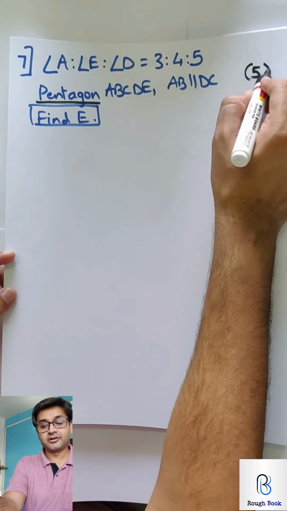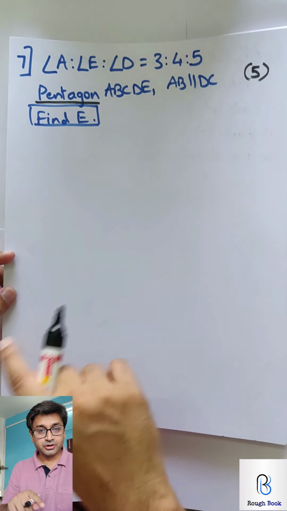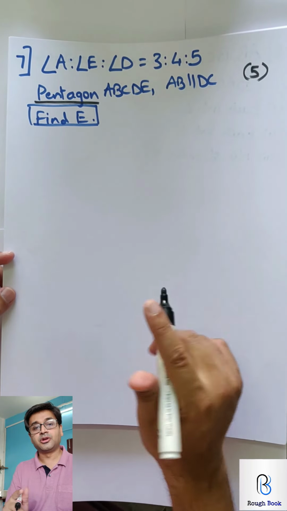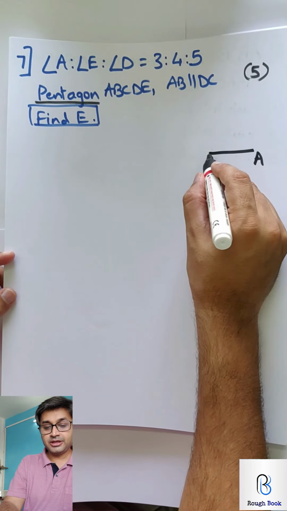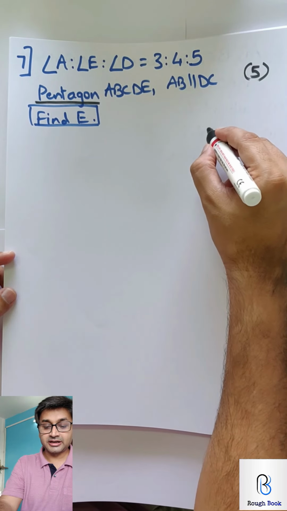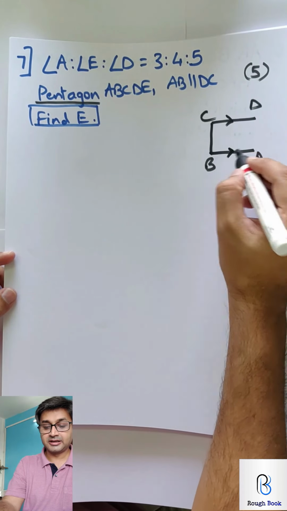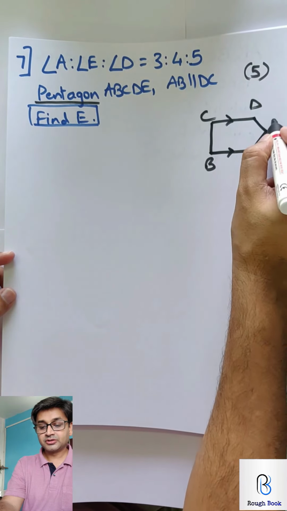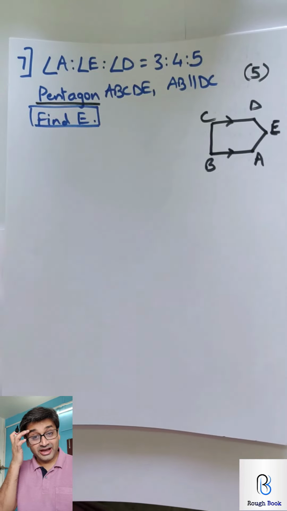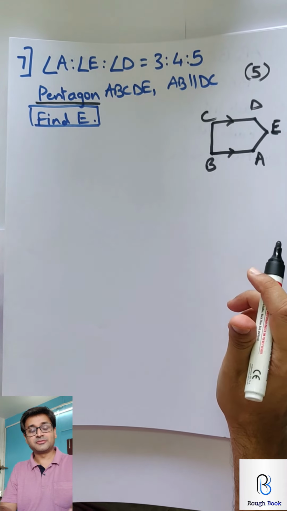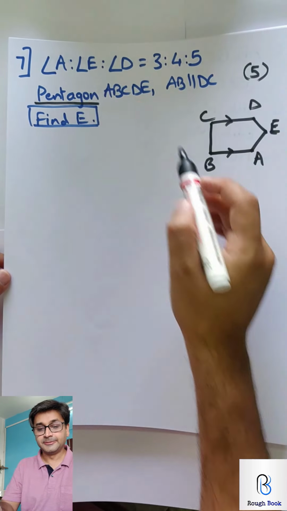Pentagon, so a 5-sided figure, and they say AB is parallel to DC, so you have to draw the figure. Pause the video, draw the figure on your own, and let's see how many of you can draw it correctly. Now that you are back, let's see. AB and CD are parallel, so I'm drawing it this way. So AB and CD both parallel. Pentagon, so 5-sided, so I drew the 5th vertex as point E.